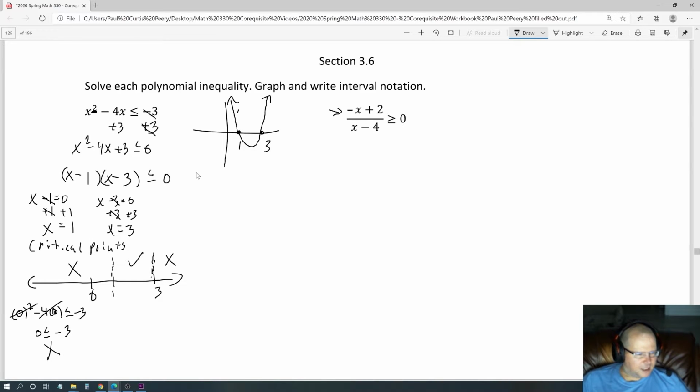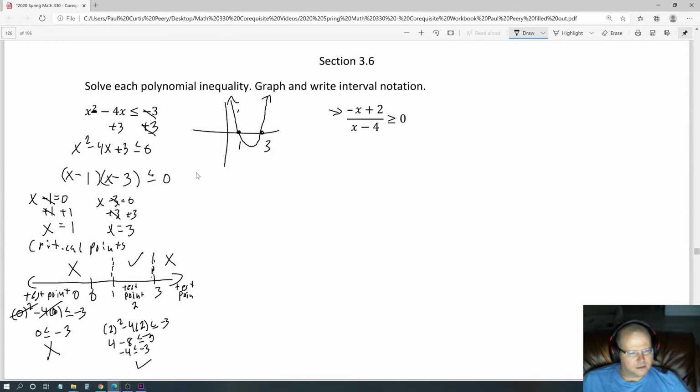So I did test point 0, and that's what I just did. And now the next one right here, I think I'm going to do a test point 2. Okay, so let's plug a 2 in. So we say 2 squared minus 4 times 2 is less than or equal to negative 3. 2 squared is 4. Minus 4 times 2 is negative 8, is less than or equal to negative 3. 4 minus 8 is negative 4. Negative 4 less than or equal to negative 3. Check. Well, verified it.